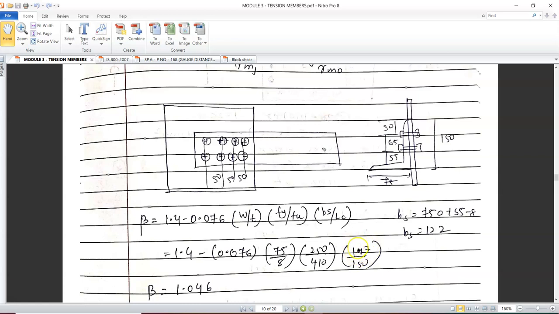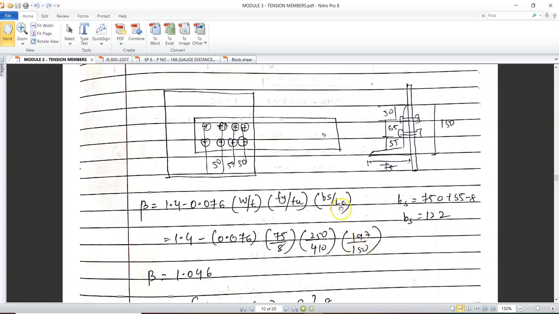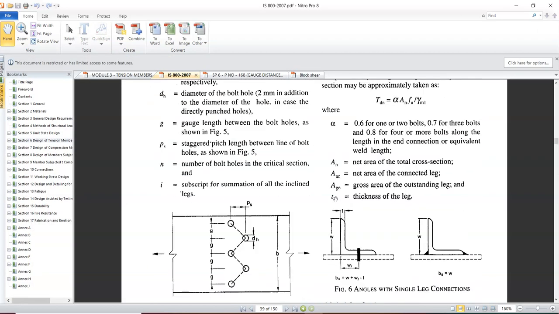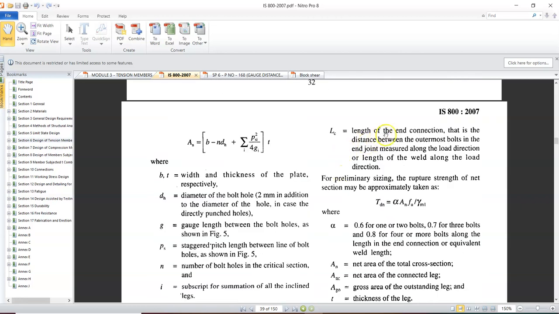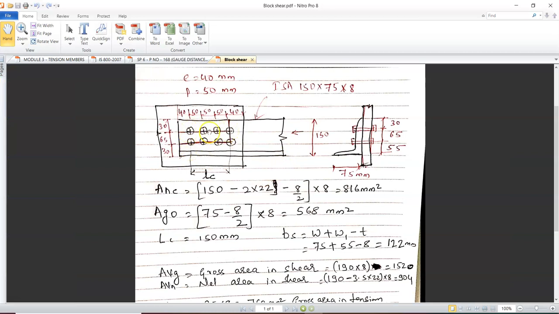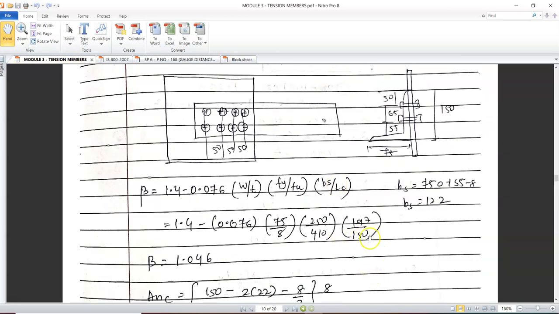bs is 122 mm divided by Lc. As discussed earlier, Lc is, as per the code, the length of end connection, that is the distance between outermost bolts along the load direction. When you refer to this figure, it is the distance between the two outermost bolts along the direction of the load. This is the direction of the load. The distance between the outermost bolts, from the center of this bolt to the center of this bolt, is 50, 50 and 50, totally 150 mm, which is substituted as 150 mm.